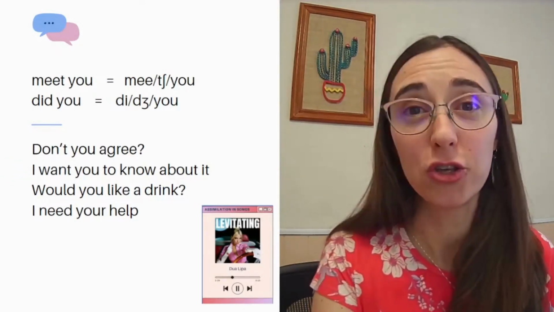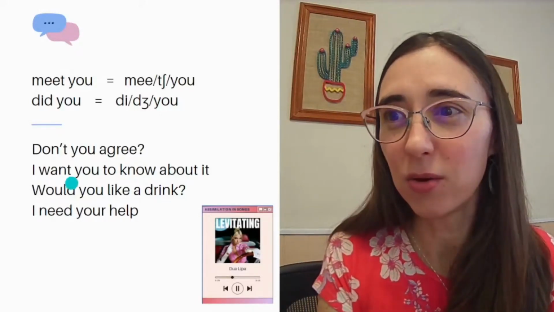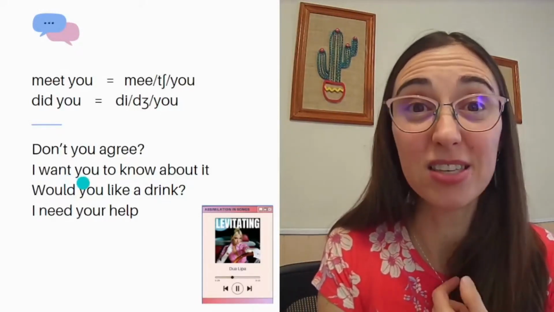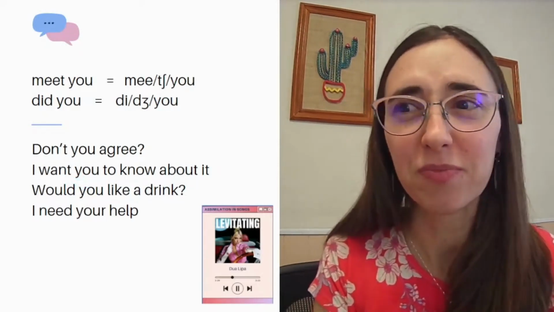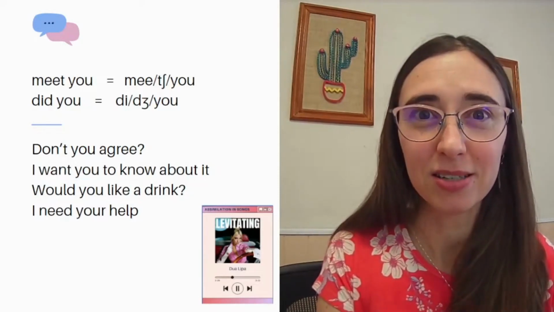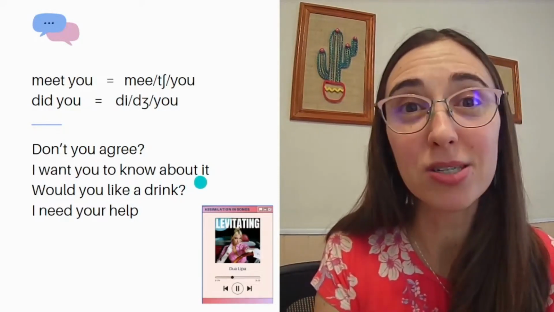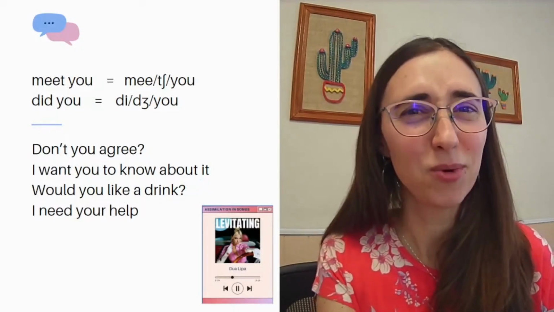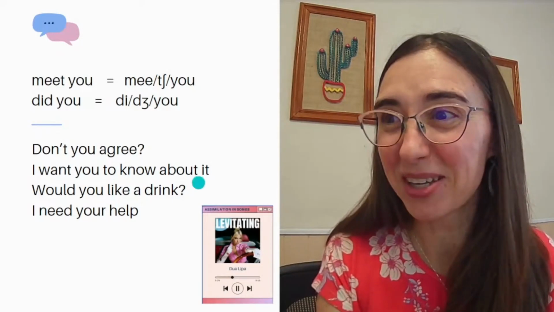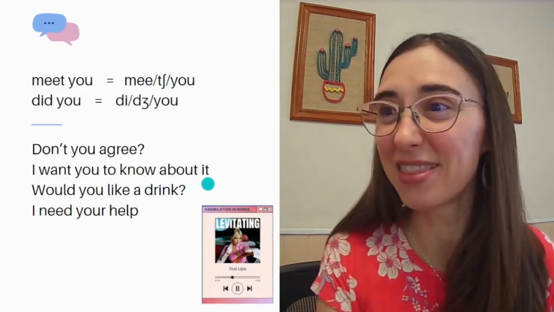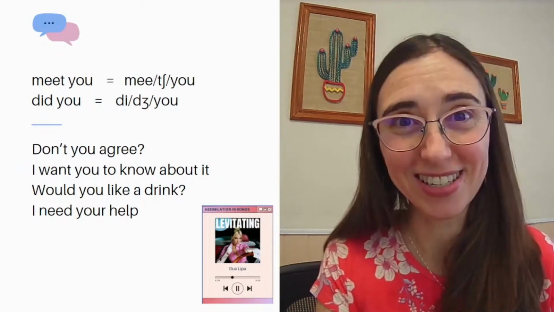Look at this other one. I want you to know about it. So here we have the sound followed by this you, and you have to combine them. I want you. I want you to know about it. Going back to previous techniques, look at this: about it. What technique is present here? Linking, yeah? Because the word finishes in a consonant sound and the other one begins with a vowel. So, I want you to know about it.